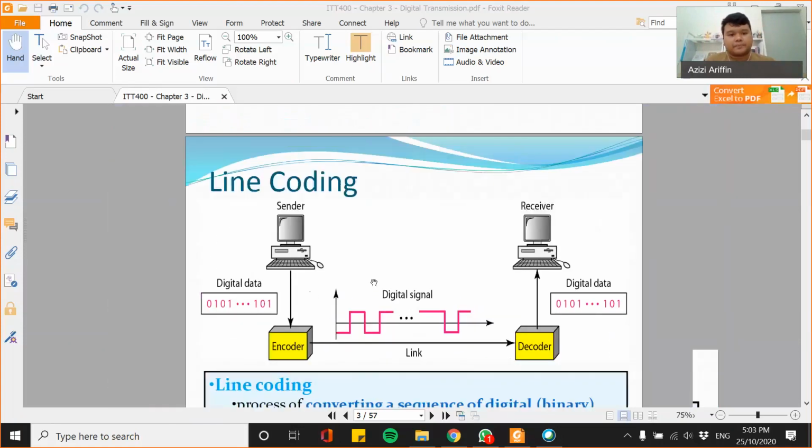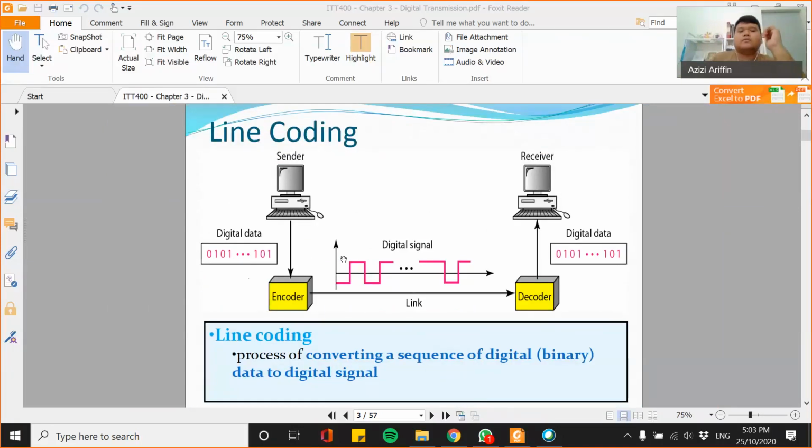Right, first things first, we'll talk about line coding, right? So line coding is a process of converting a sequence of digital data to digital signals, right? So the data is digital, in the form of binary ones and zeros, and we transmit it using digital signals. So we can see here the computer's data is represented in zeros or ones. Maybe it is an integer, or maybe it is a file, right? So we use an encoder to transform it into digital signals. Then at the receiver, we use a decoder to decode and receive back the data.